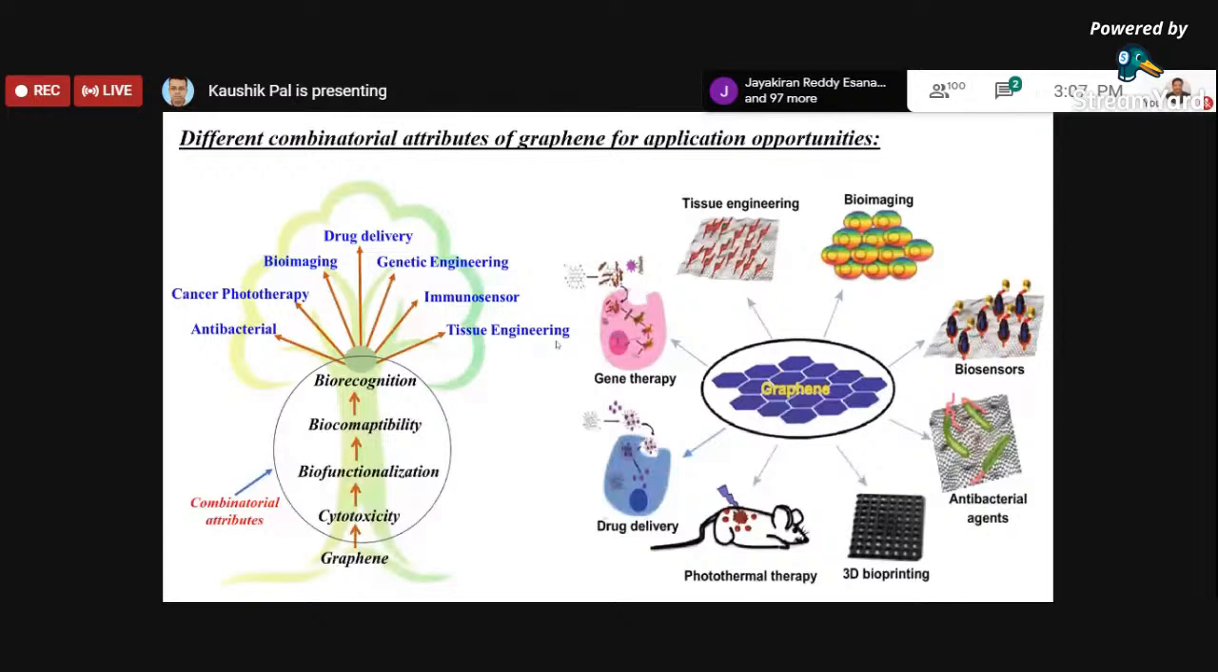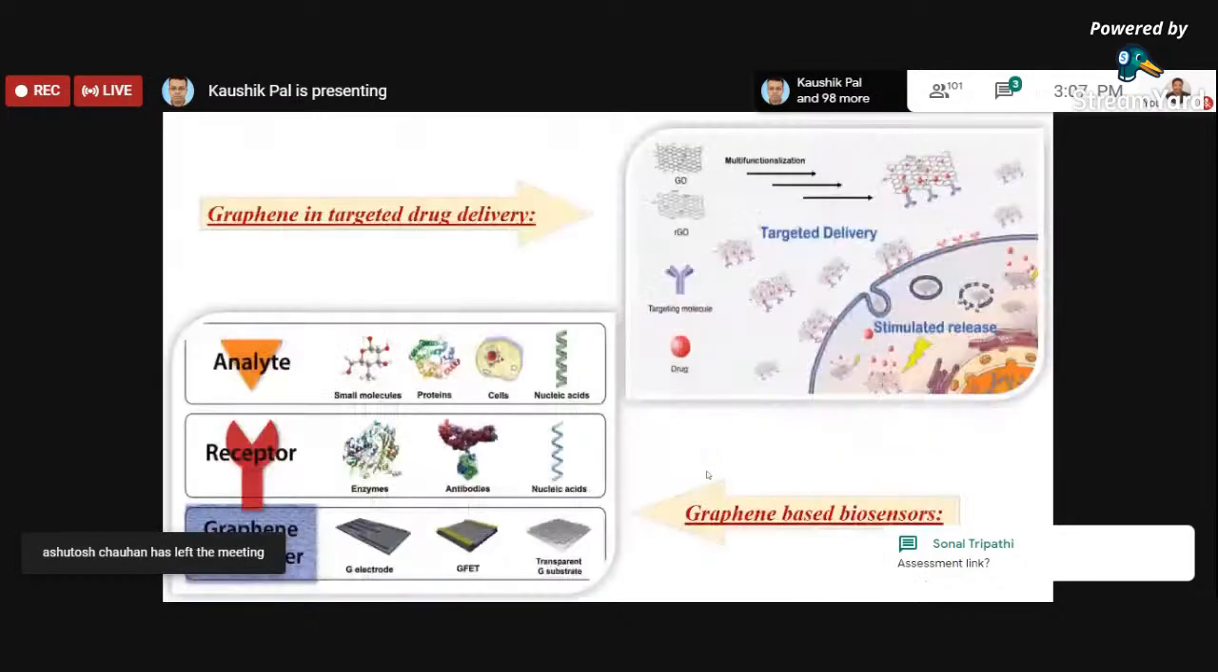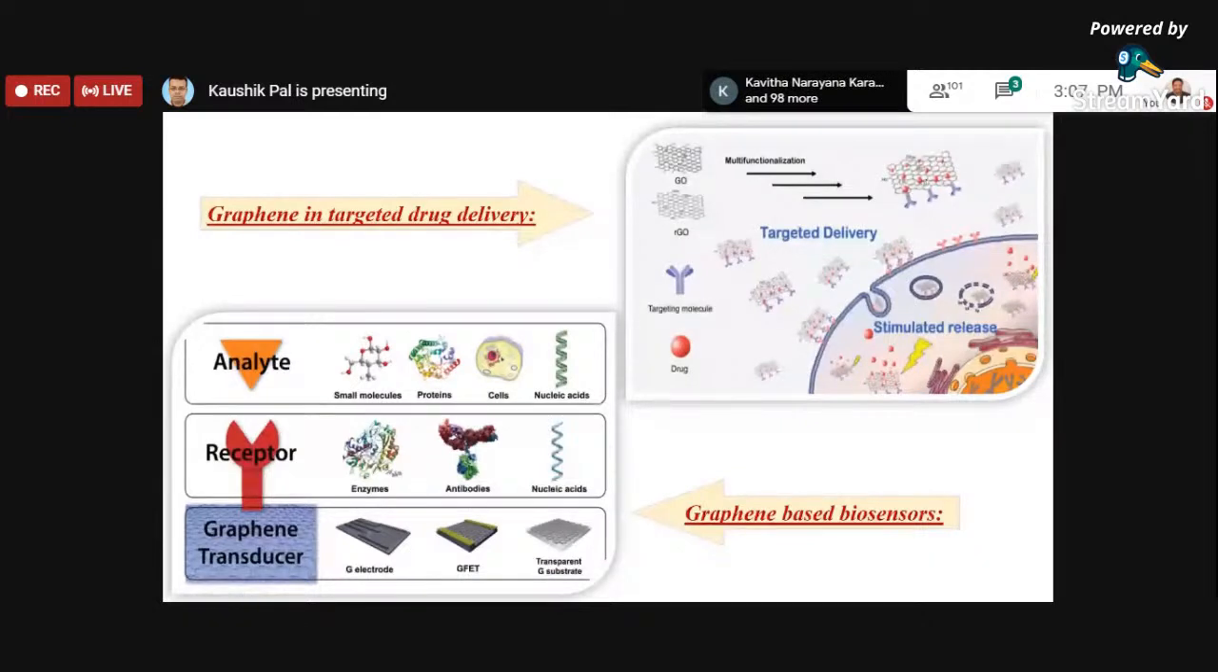So graphene has enormous applications from the biomedical point of view, where people are using graphene in its various forms. People are working on gene therapy, tissue engineering, bioimaging, biosensors, antibacterial agents, 3D bioprinting, photothermal therapy, and drug delivery. There are enormous applications of graphene. Now, graphene in targeted drug delivery. So basically, what is happening? The graphene we are using is either GO or RGO, but in maximum cases we are using the RGO.